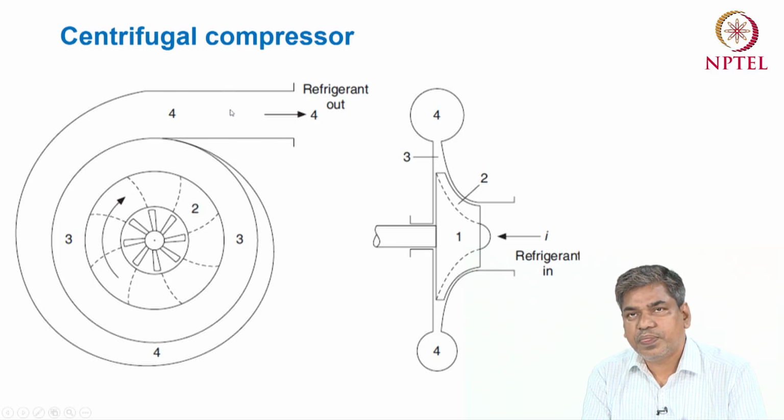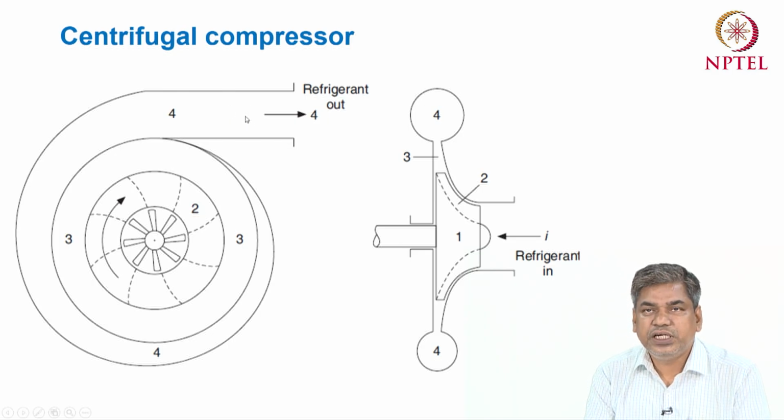In the case of positive displacement compressors, we have seen that the increase of pressure of the refrigerant is basically done by the compression of the refrigerant vapor. Compression means decreasing the volume of the refrigerant vapor. So decrease of volume gives the increase of pressure in positive displacement type compressors like the rotary compressor and reciprocating compressor.